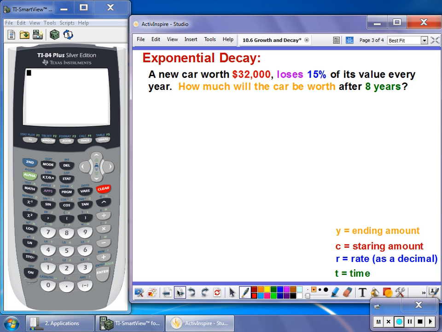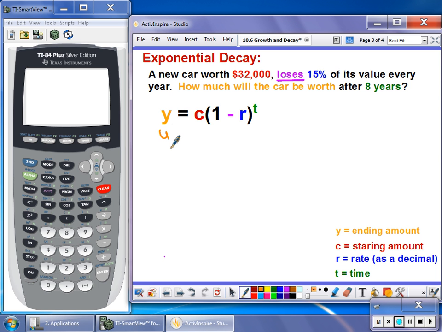Okay, exponential decay. A new car worth $32,000 loses, that tells me it's decay, 15% of its value each year. How much will the car be worth after 8 years? So what I want is my decay formula, and let's plug into it.